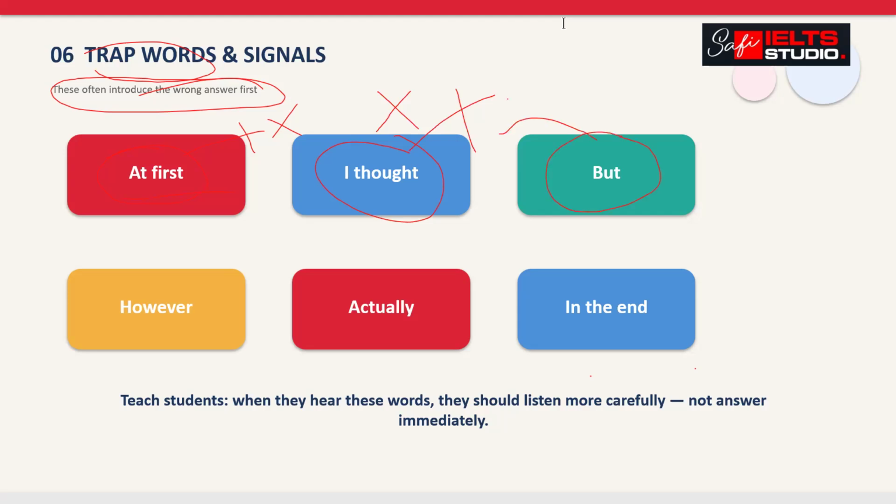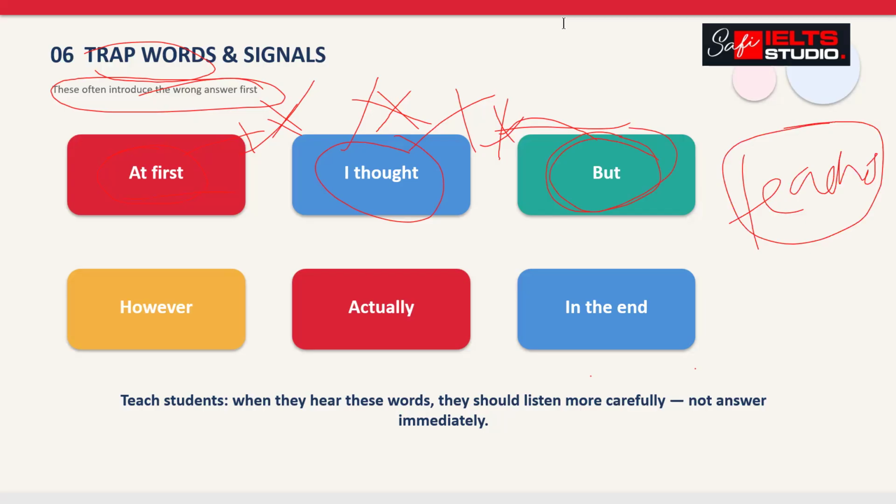Words before "but" are mostly incorrect as well. "At first, I thought to be a police officer, but..." So now, "but" cancels all ideas again. "But I became a teacher." So now, what is the correct answer? Do you think the correct answer is police officer or teacher? The correct answer can be teacher. Why? Because "at first, I thought." So both ideas are incorrect. Words before and after "at first" or "I thought" are usually wrong, and words after "but" can be the right answer.